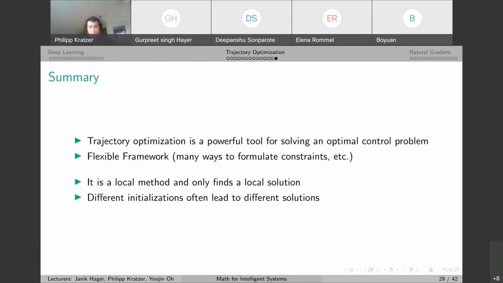To summarize, trajectory optimization is a powerful tool for solving an optimal control problem, and it's very flexible, so there are many ways to formulate constraints, many different possibilities. But it is a local method, so it only finds some local solution. And also different initialization, due to the nonlinearity of the problem, often leads to different solutions in the end.